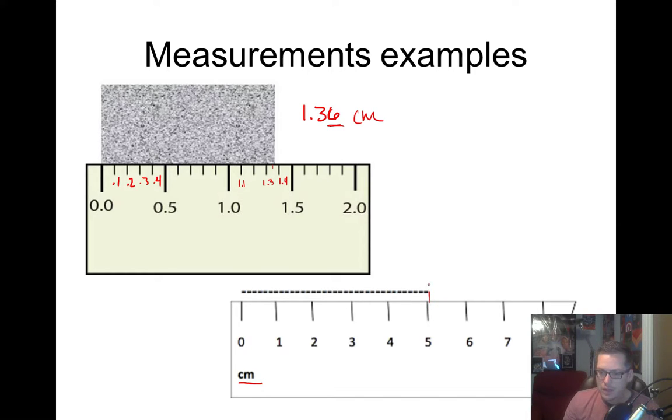So okay, so we know for sure that we're at 5. That's all we know for sure. That's all that this gives us. That's all our lines tell us. So then we have one more estimated digit.